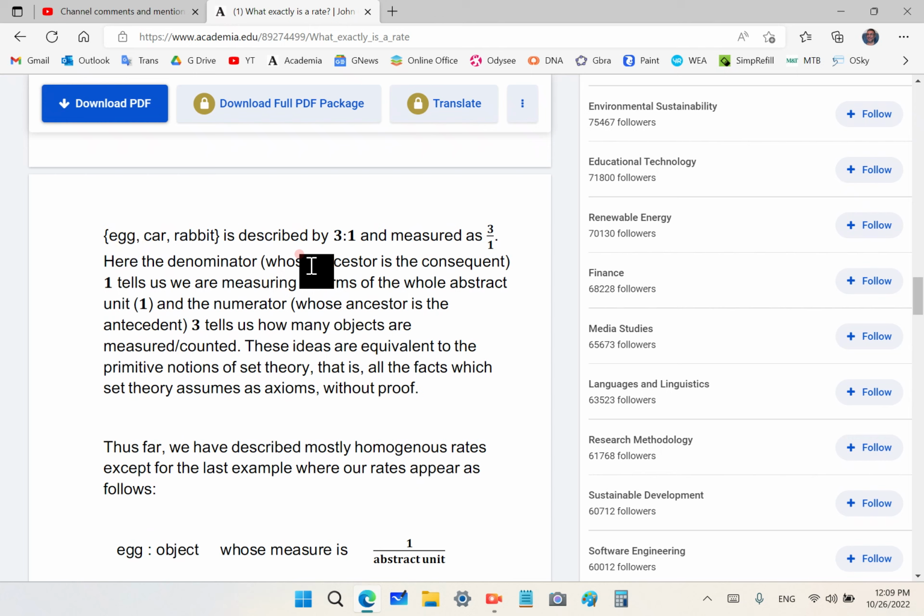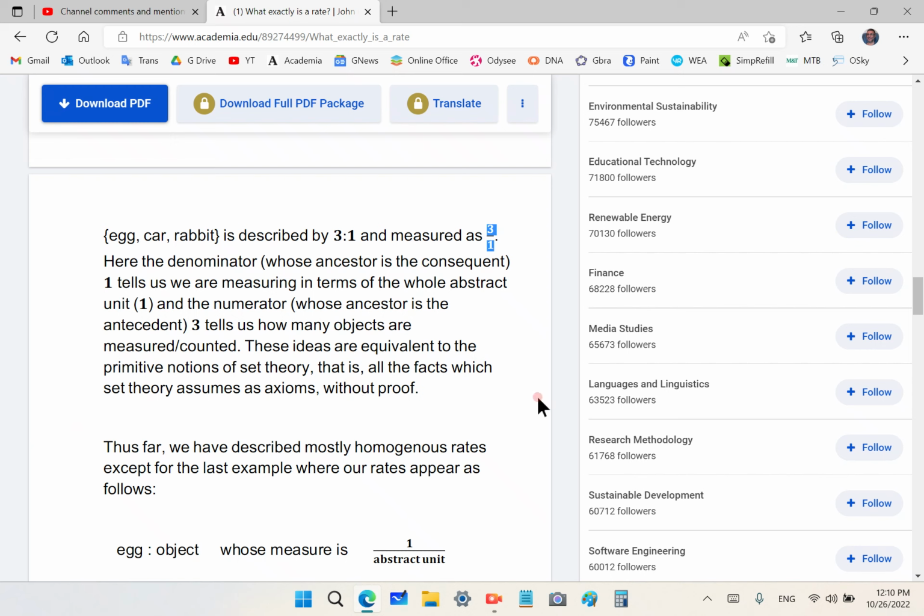So what if you have something like egg, car, and rabbit? Then we can describe this by this ratio, 3 to 1, and its measure as 3/1 or just 3, okay? And here the denominator, whose ancestor is the consequent 1, tells us we're measuring in terms of the whole abstract unit. And of course the numerator, 3, tells us how many objects are measured or counted, because guess what? To count is to measure.